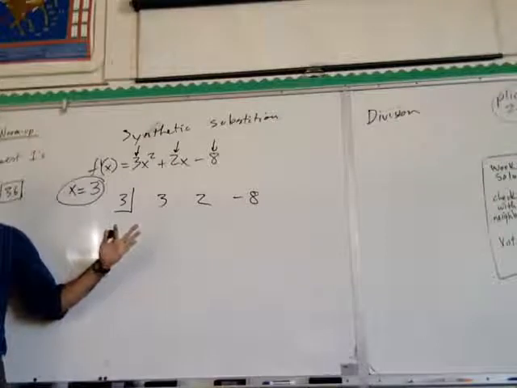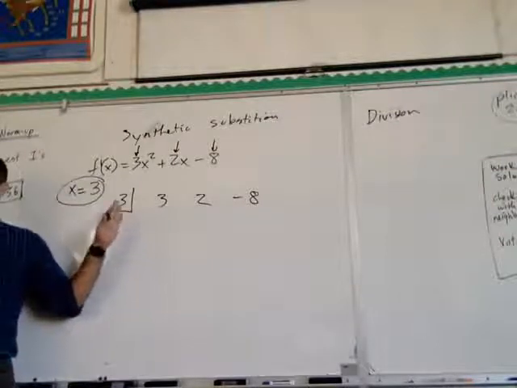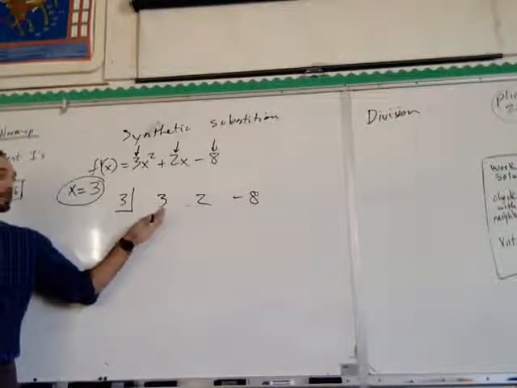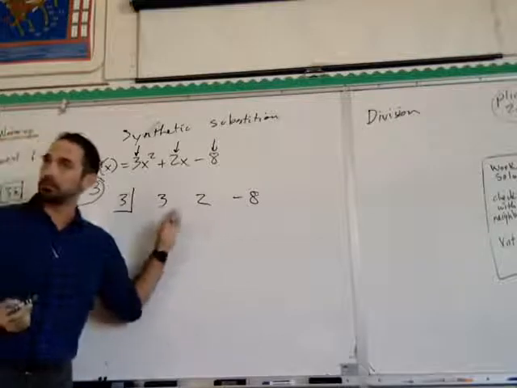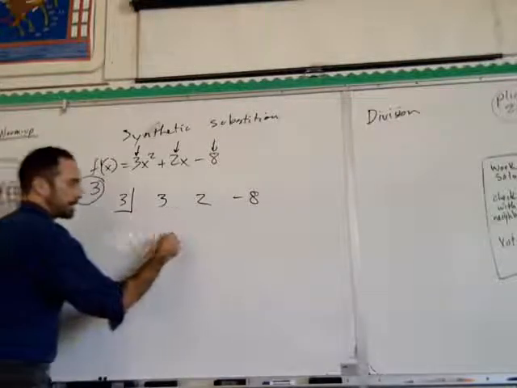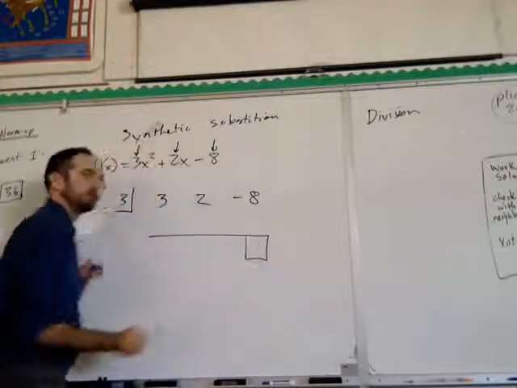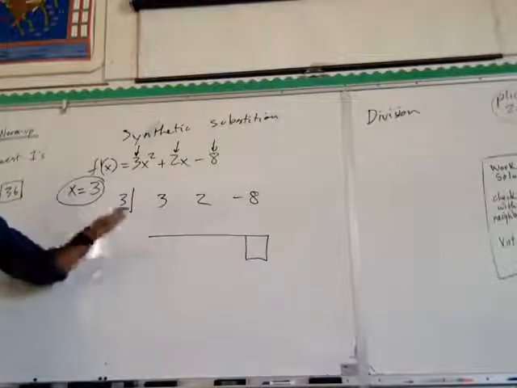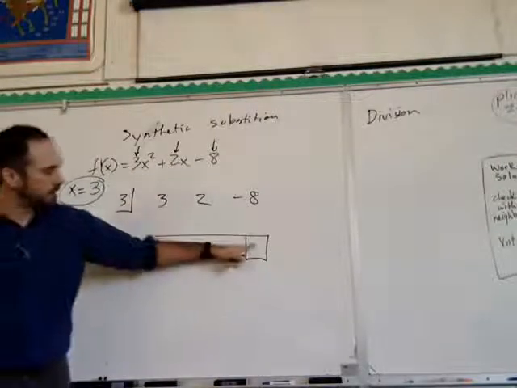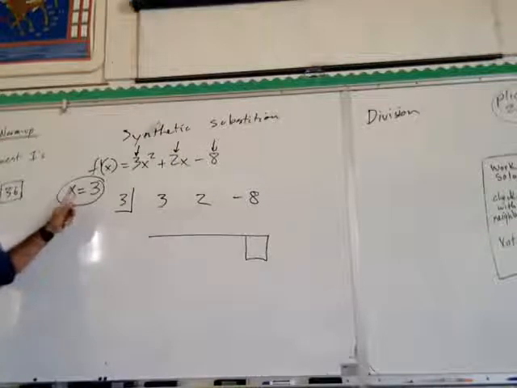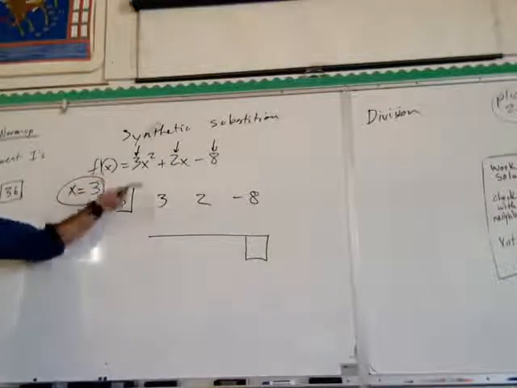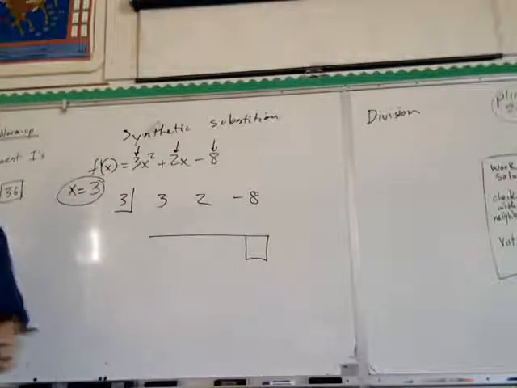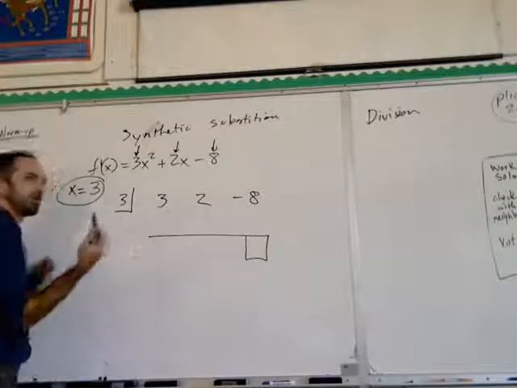All I've done is look at my terms, see that there's nothing missing, so I just put my coefficients out there, like so. Next, we're going to put a line here and make a little box. What we're going to discover is, as we do this process, what ends up in the box is the answer to x is equal to 3 for this function. There's a few steps.